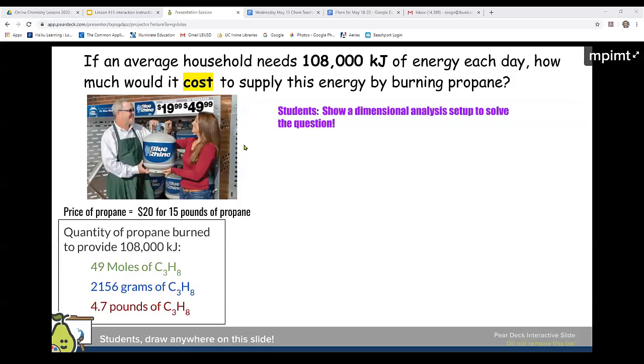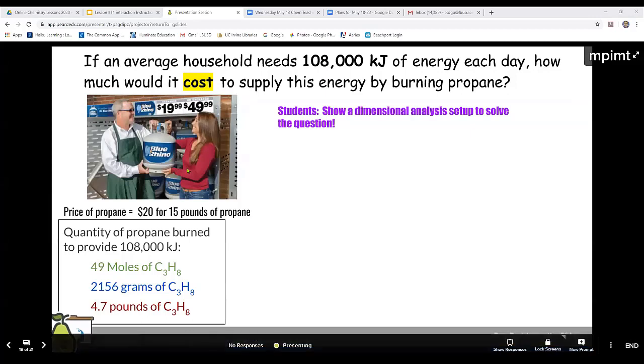And here's a real life picture. Most households buy propane in containers like this. And you can see the cost is $20, and that gets you 15 pounds. It's not labeled in the picture, but this canister has 15 pounds of propane.